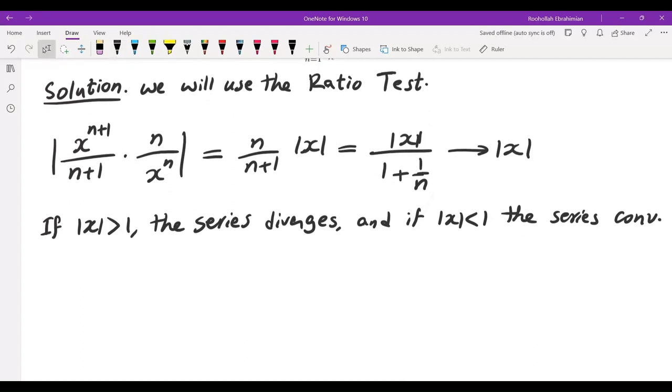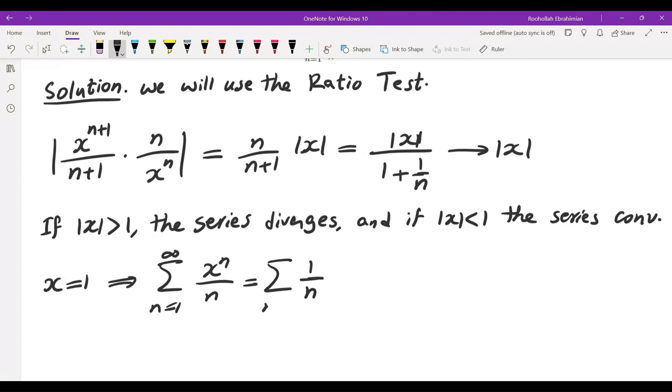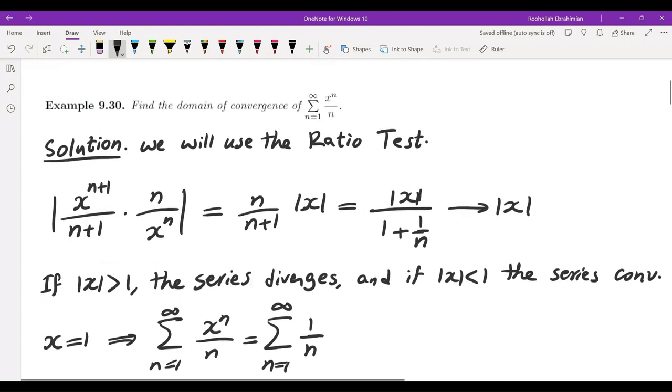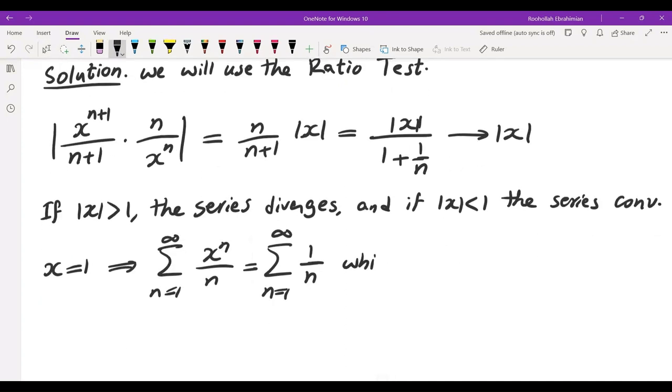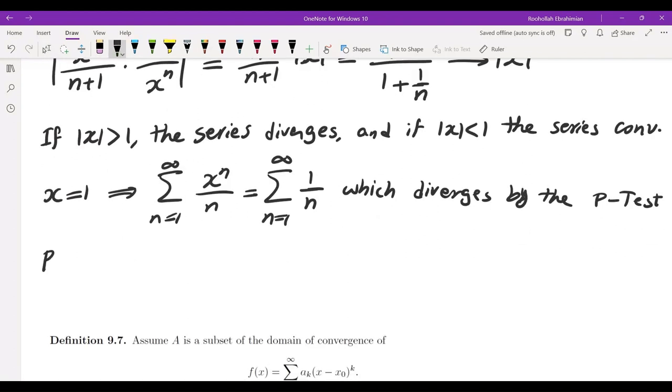So that means there are two possibilities, either x is 1 or negative 1. So if x is 1, then the sum of x to the n over n is going to be the sum of 1 over n, which we know diverges by the p-test. P is equal to 1, which is less than or equal to 1.